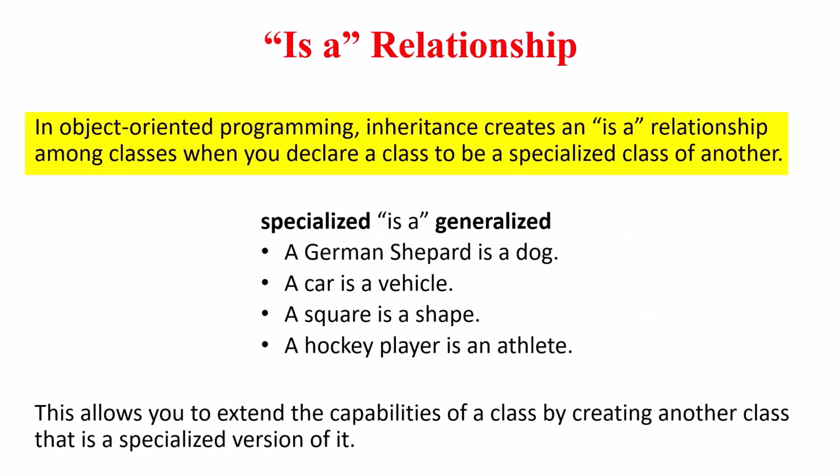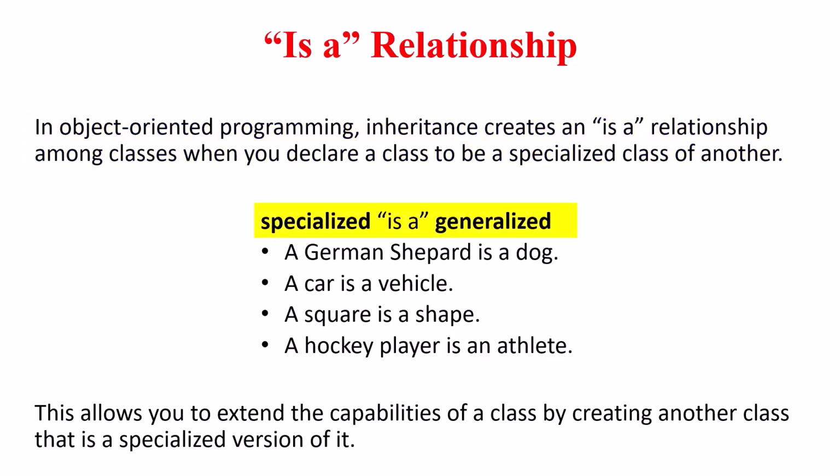In object-oriented programming, inheritance creates an is-a relationship among classes when you declare a class to be a specialized class of another. Specialized is a generalized. In other words, a German Shepherd, specialized, is a dog. That's generalized. A car, specialized, is a vehicle. A square, specialized, is a shape. A hockey player, specialized, is an athlete. This allows you to extend the capabilities of the class by creating another class that has a specialized version of it.